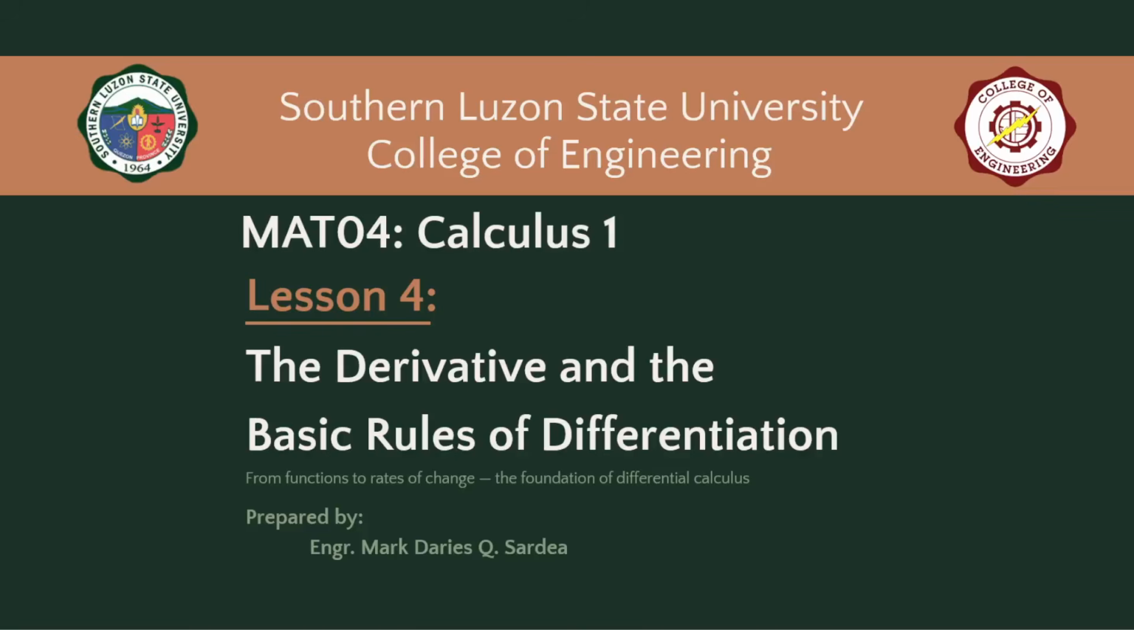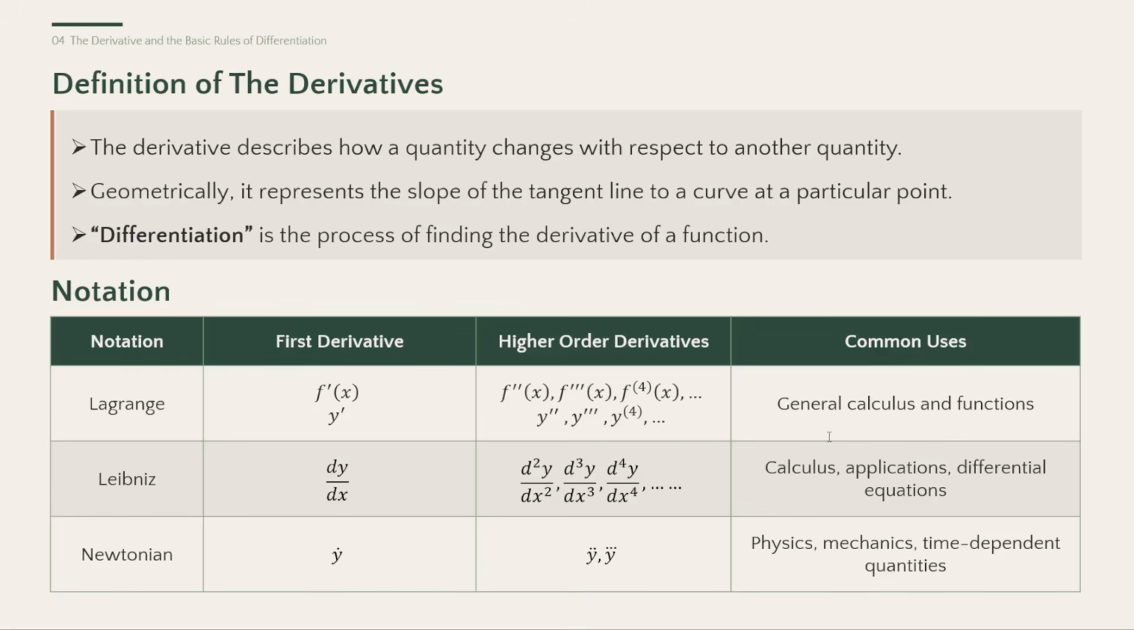Good day, everyone. Today we're going to discuss lesson 4 in Calculus 1, which is all about the derivative and the basic rules of differentiation. Let's start our discussion by defining what a derivative is. A derivative describes how a quantity changes with respect to another quantity.